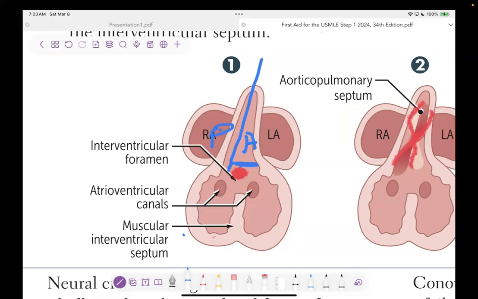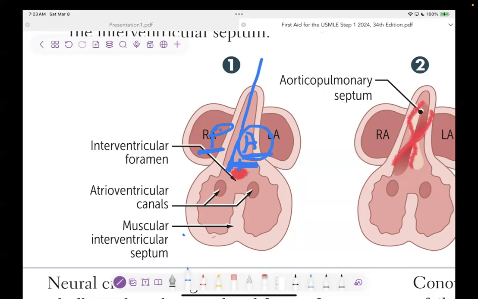Aorta is overriding. It means that aorta is taking too much space. This is not fair, right? Pulmonary and aorta should start from the middle, and both of them should have enough space. Whenever the septum starts from here, the pulmonary will have less space and aorta will have more space. This will be called overriding of aorta and pulmonary stenosis.